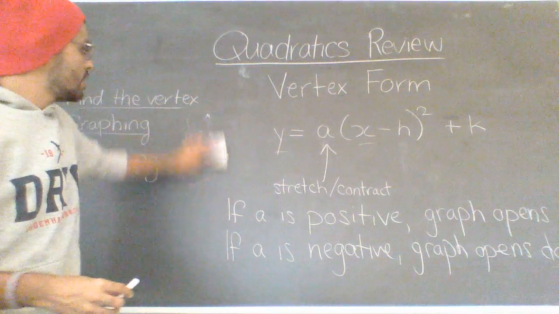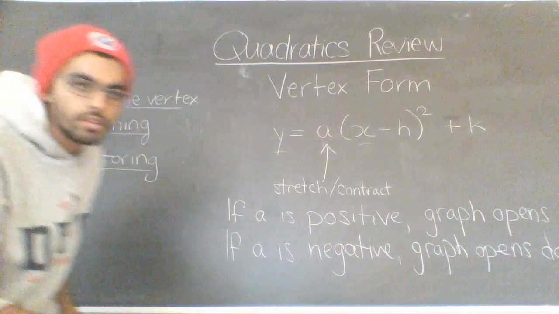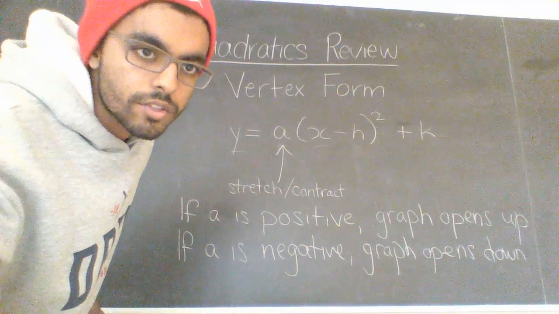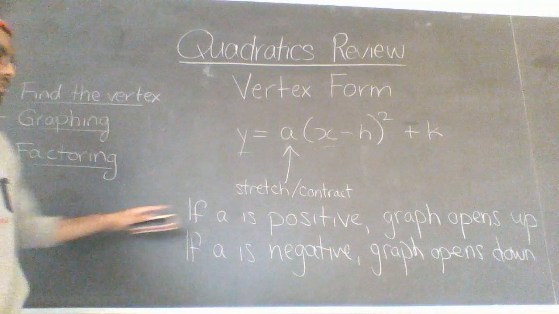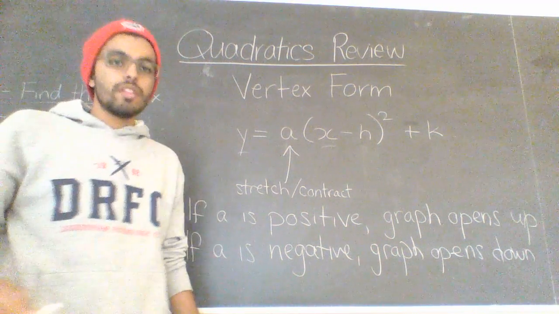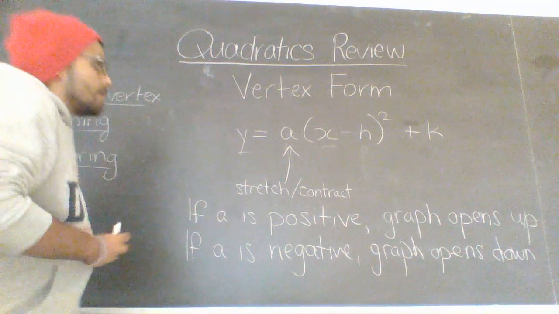And I'll leave this information right here if you want to copy it down. I think you're missing the end of it. Okay, that should be a little bit better. Okay, so if the a value is positive, the graph opens up, and if the a value is negative, then the graph opens down. Now, what about h and k?